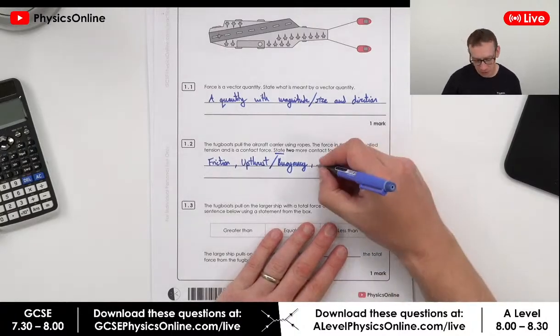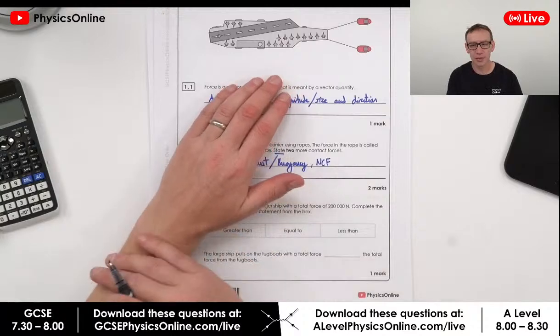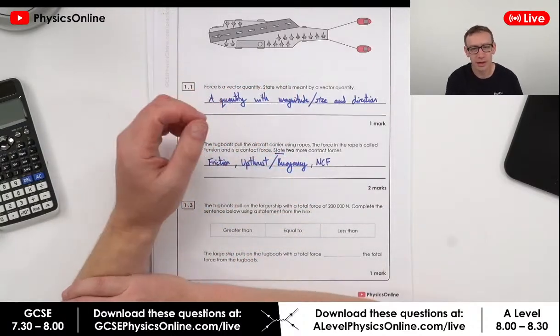Other things that we could have include normal contact force. I'm just going to put down NCF for that. So maybe if you have a surface pushing back up on something, you've got this normal contact force.